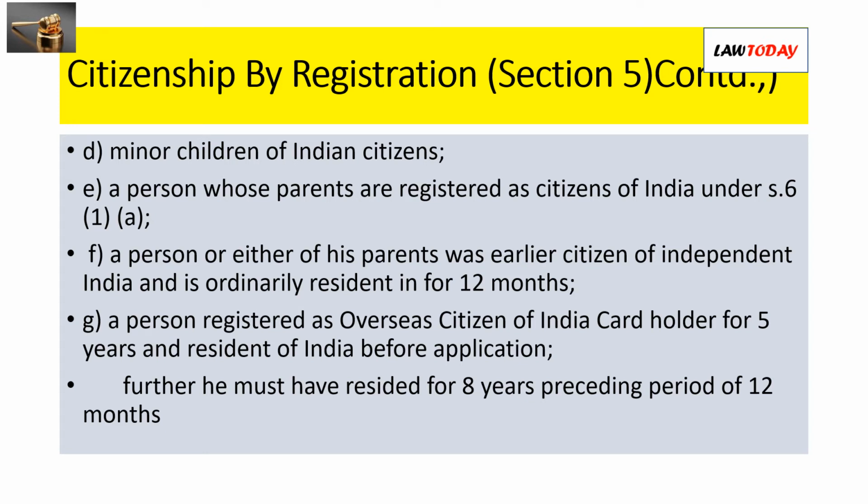Next, a person of full age and capacity who or either of his parents was earlier citizen of India and is ordinarily resident in India for 12 months before making an application for registration. Lastly, a person of full age and capacity who has been registered as an overseas citizen of India card holder for 5 years and who is resident in India for 12 months before making an application for registration. Further, he must have resided in India during the 8 years immediately preceding the said period of 12 months for a period of not less than 6.